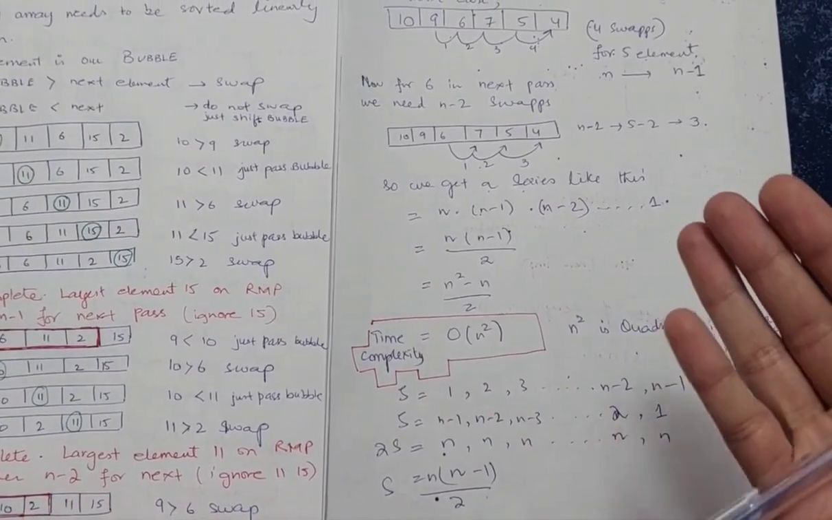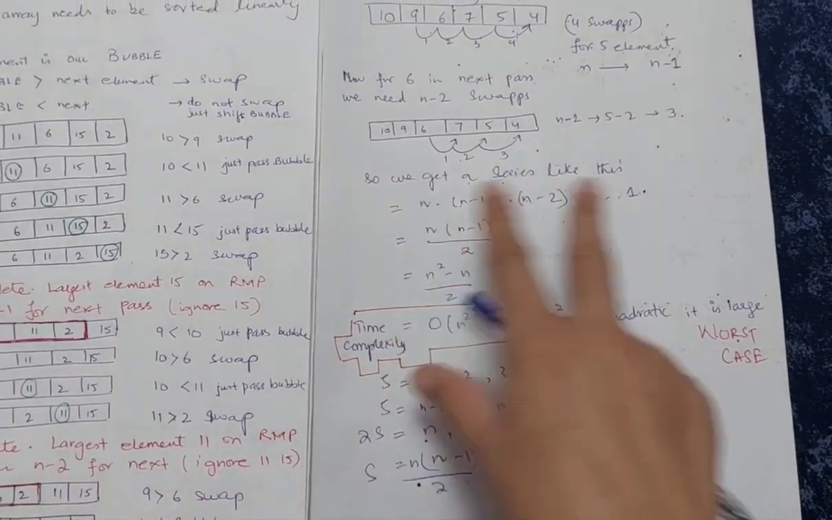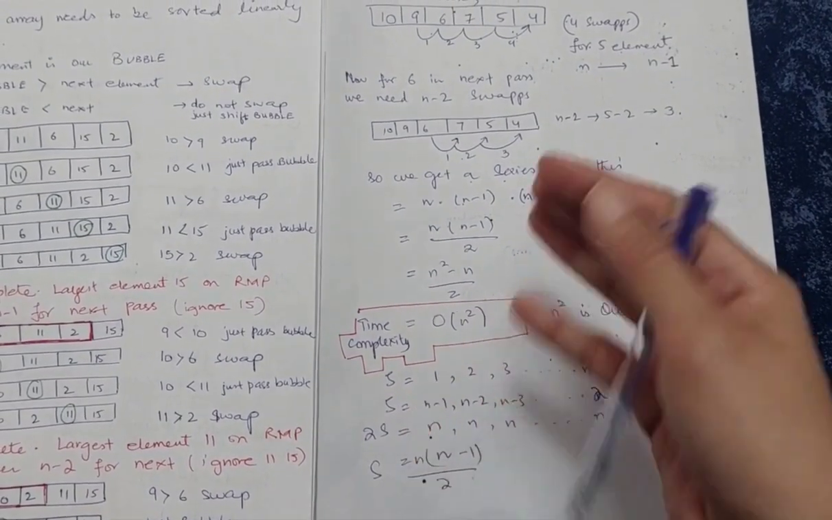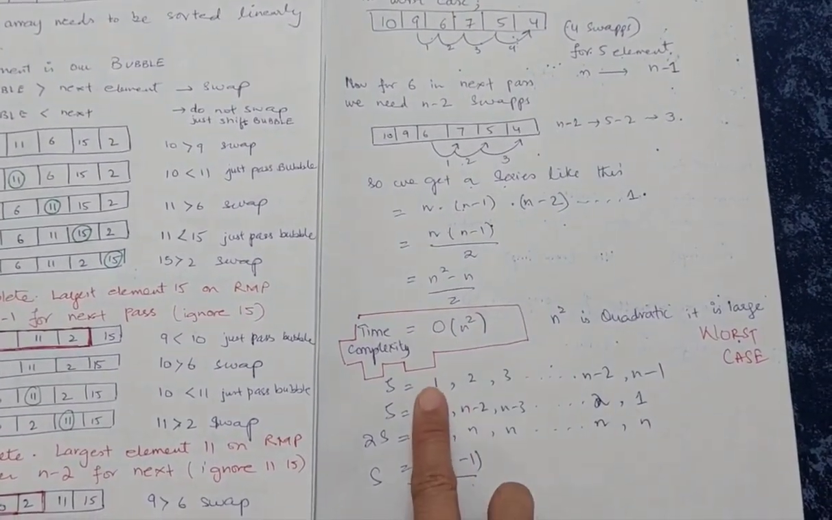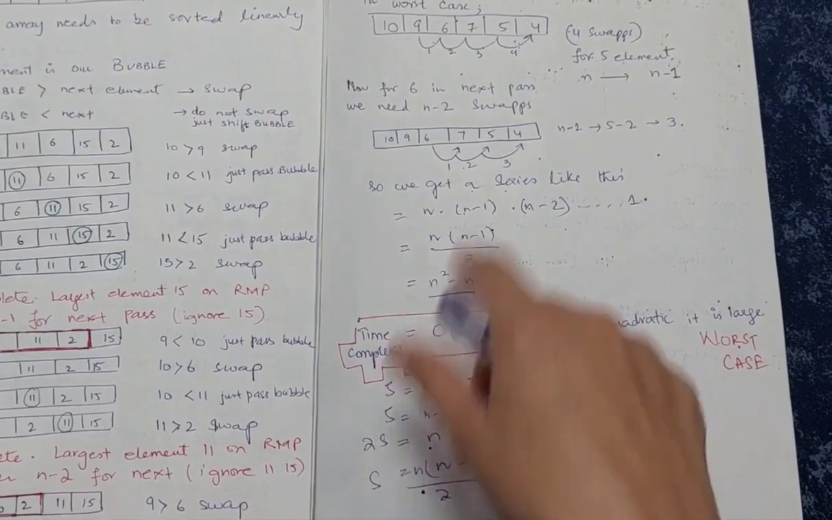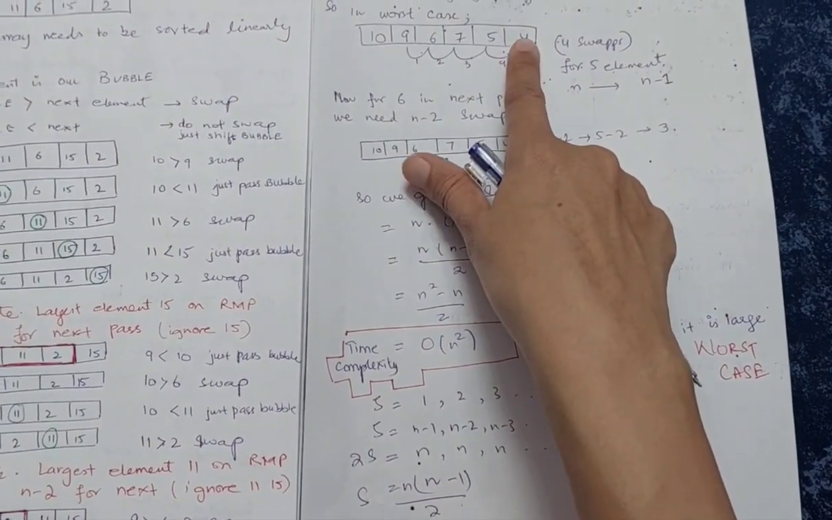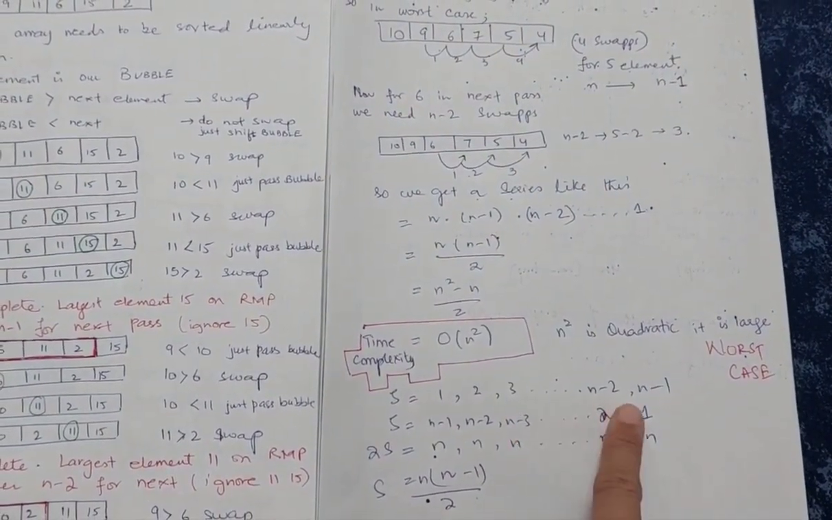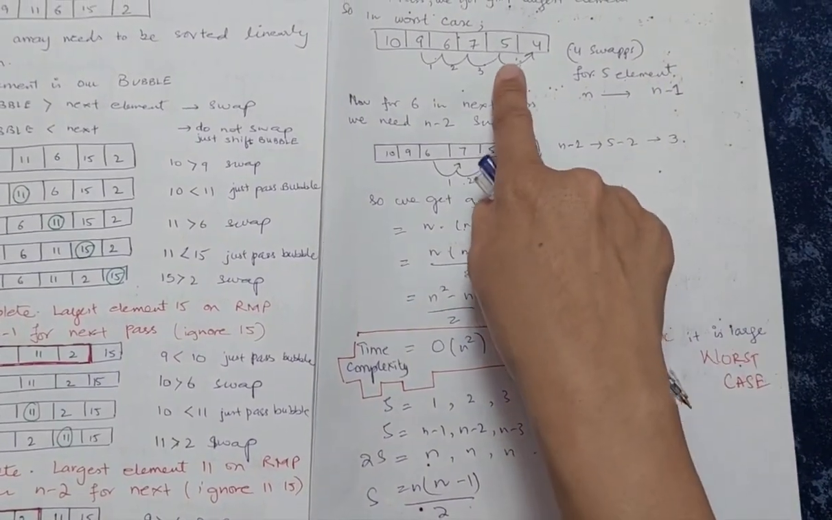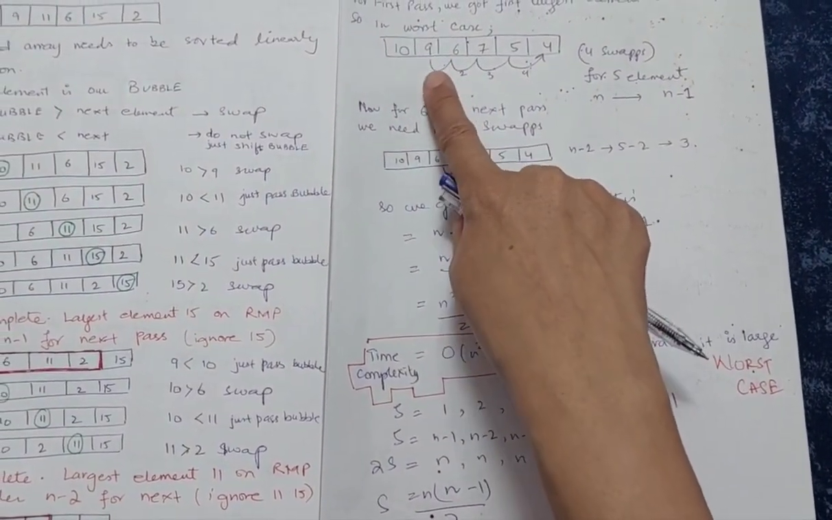Another way to look at it is that you can write down this series of iterations. That first of all, you needed to just do one swap for this element. You want to do only one swap, and of course for this element, you had to do n minus one swaps.